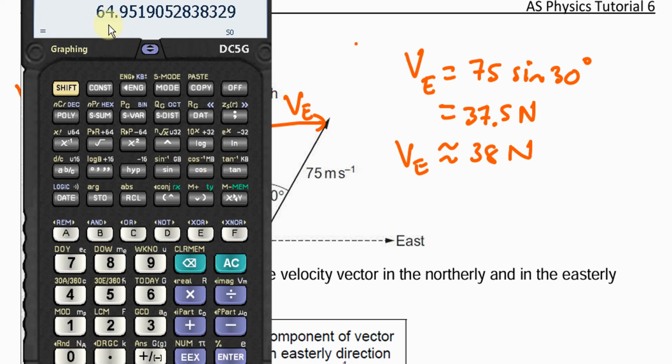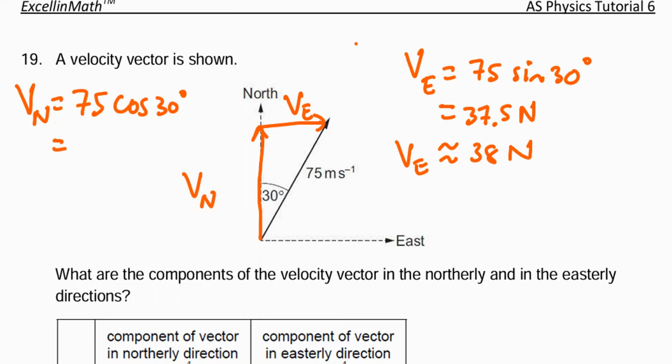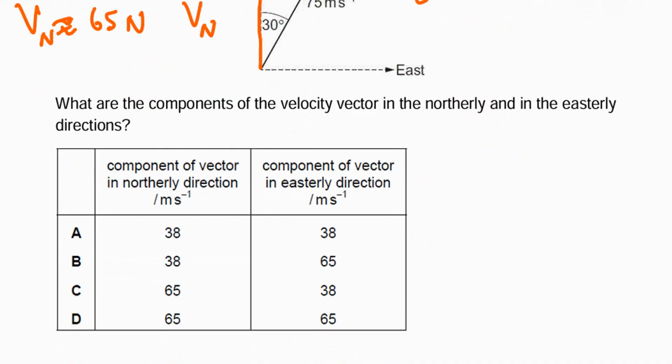And we get an answer of 64.95. So then Vn, written with two significant figures, will be approximately 65 newtons. So 38 and 65. So the easterly component is 38. The northerly component 65. So the answer is C.